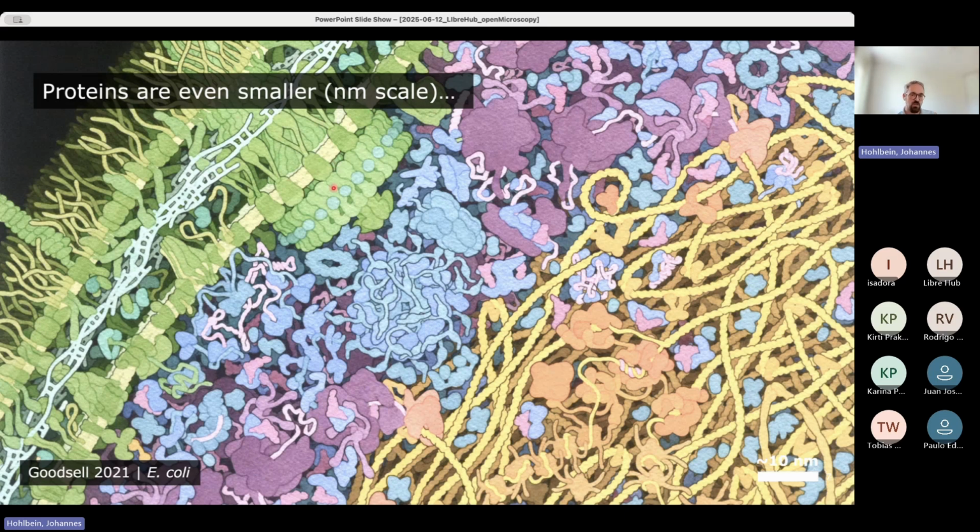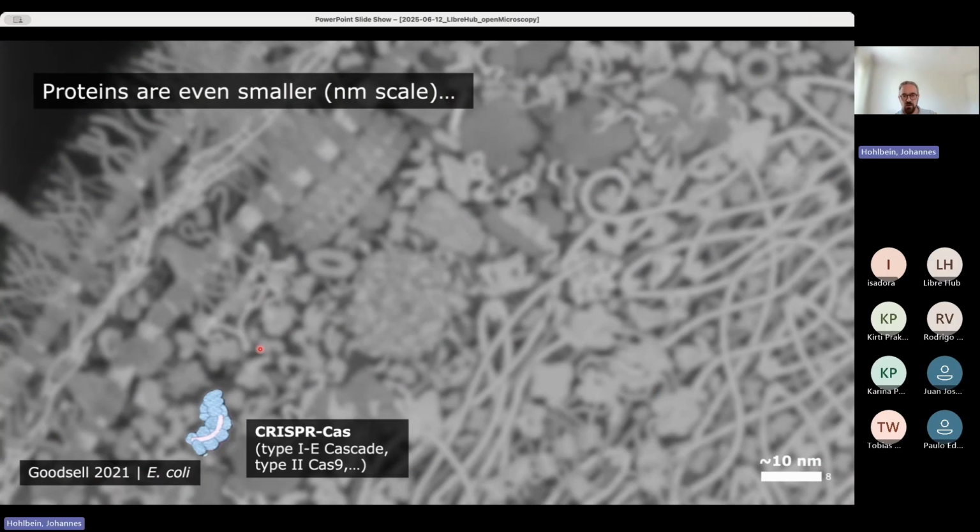All this structural information we got with X-ray crystallography, but in the microscopy world, it's much more difficult to really see single molecules and resolve them. So I'm going to focus a bit on this small molecule shown in the left corner. This is a CRISPR-Cas multimeric protein, in this case, type I-E Cascade.